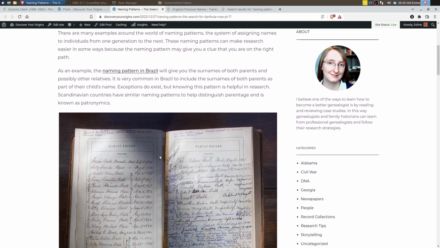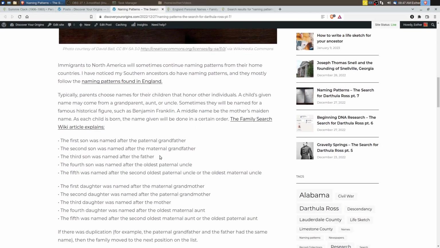There are, of course, exceptions. And so in Brazil, if you're doing your family history research and a child doesn't have two surnames, that may be a question of something being different. Southern ancestors of the United States usually follow naming patterns found in England. And there are some really good FamilySearch Wiki articles that kind of go over this.